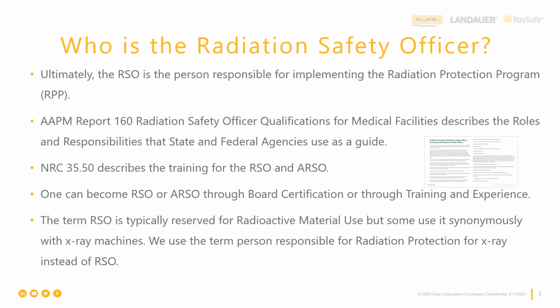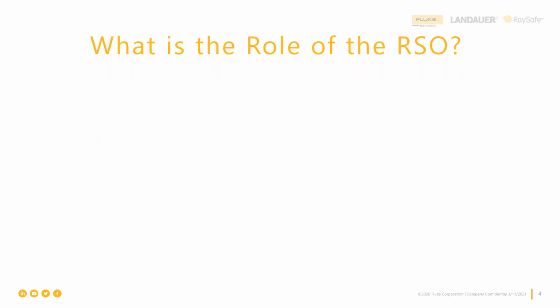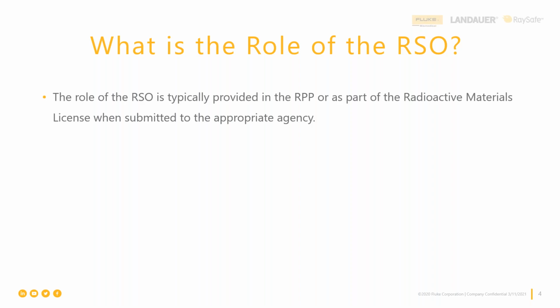But I think it's important to understand that typically a radiation safety officer is when you have a radioactive materials license. So what is the role of the RSO? What do they do? You're typically going to have this spelled out either in the RPP or as part of the radioactive materials license when you submitted it to your agency, typically during application time or renewal, or if you named a new RSO, then you would typically submit a license amendment. It's a letter to the organization telling them what parts of your radioactive materials license you're going to change.